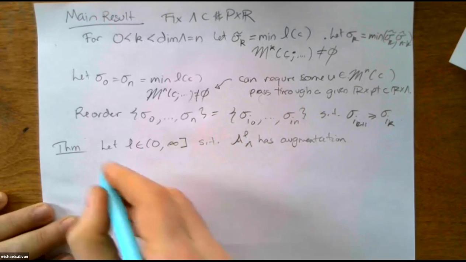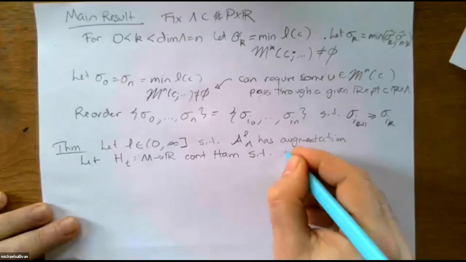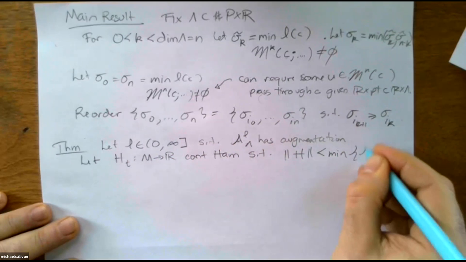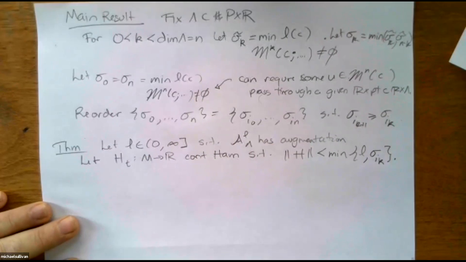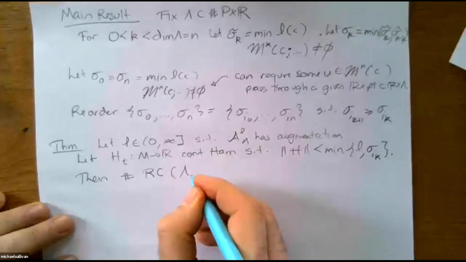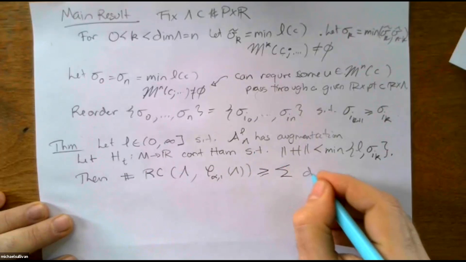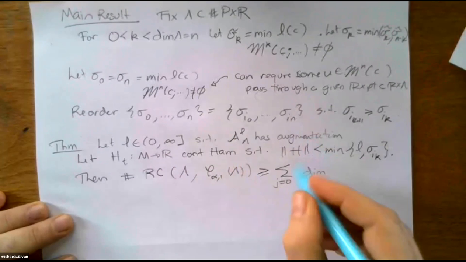Okay, and let's pick a contact Hamiltonian such that its Hofer norm is less than the minimum of this L and sigma I k, where it's up to you to determine what you want k to be. Just pick a k from 0 to n. Then the number of Reeb chords between lambda and its image under this contact Hamiltonian is at least the sum, not of the full Betti numbers, but the first k Betti numbers, the first k in this reordered sense. So dimension I, j, lambda.